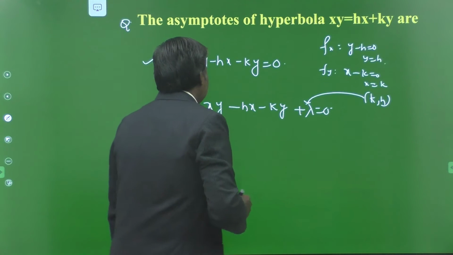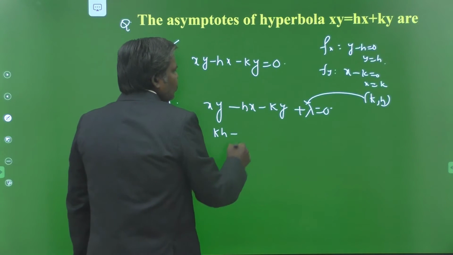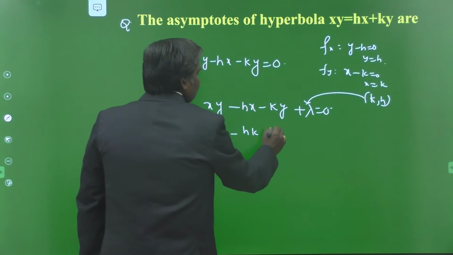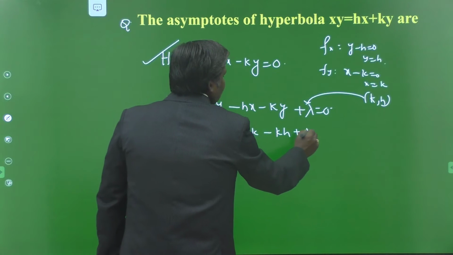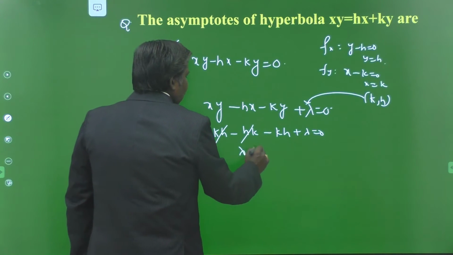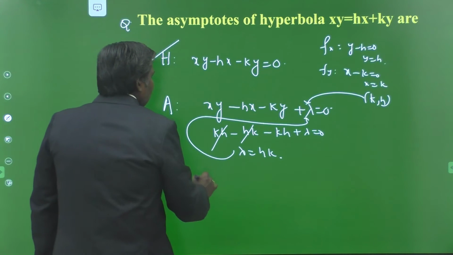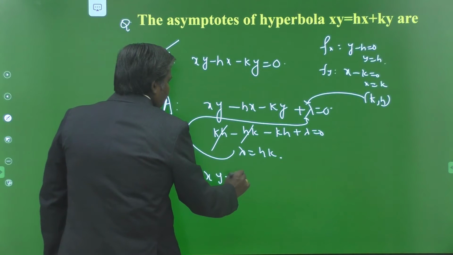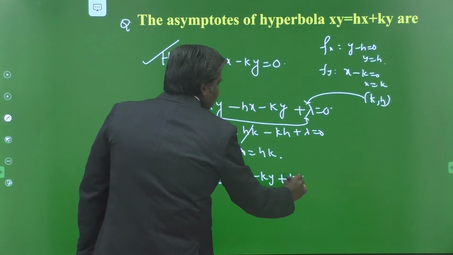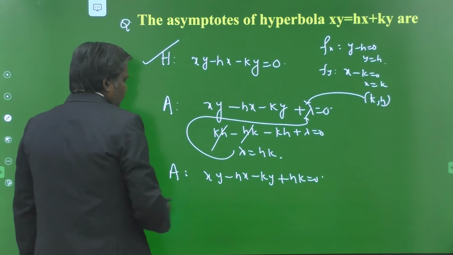Substitute here: kh minus hk plus lambda is equal to 0. hk minus kh cancels, so lambda is equal to hk. You just substitute lambda here itself, we get xy minus hx minus ky plus hk is equal to 0. Now this is the combined equation of the asymptotes of the hyperbola.